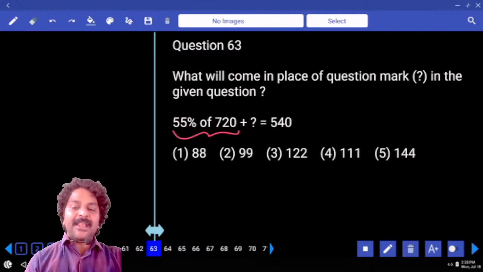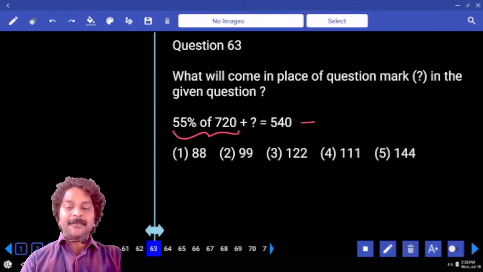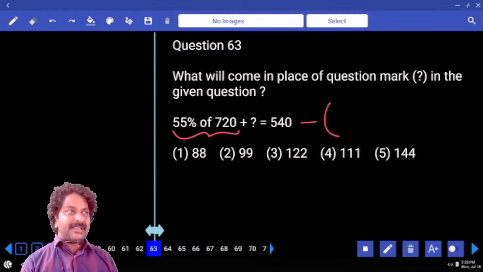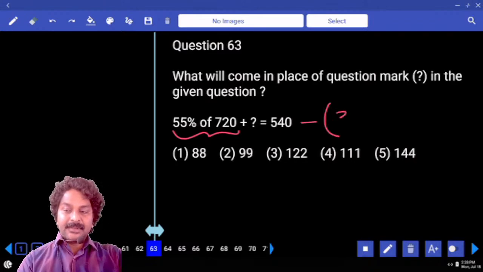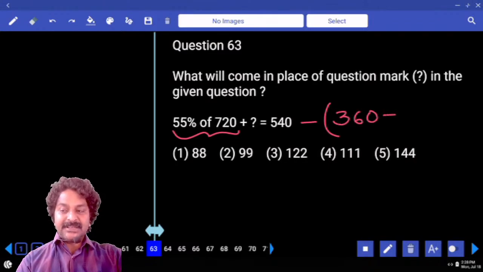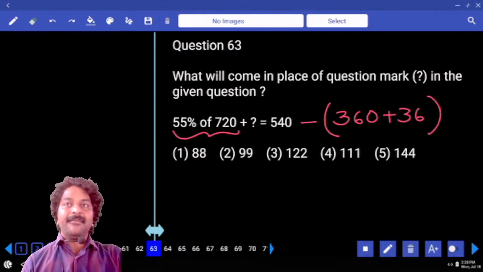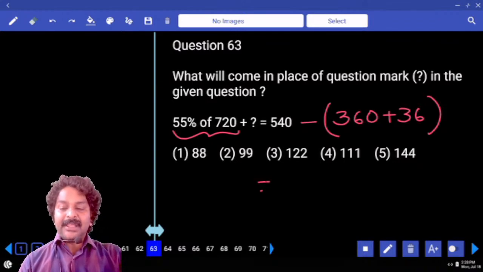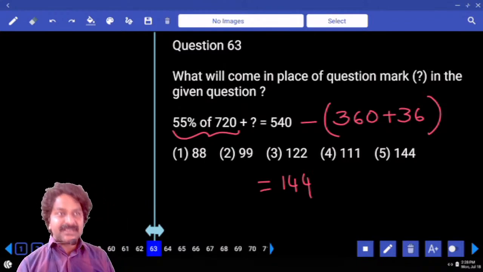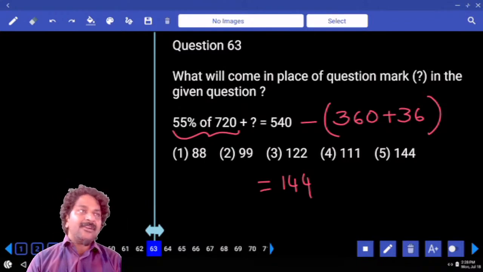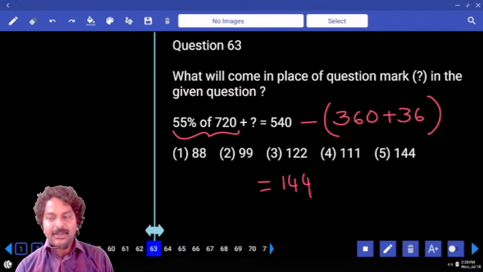When you take this value to the right hand side, it becomes minus only. 55% in the sense 50% plus 5%, 50%, 3, 5%, 36. Then what is the total negative number we have? 396 subtracted from 540. Answer 144. Or you may verify the last digit also. 0 minus 6 ends with 4 and there is only 1.